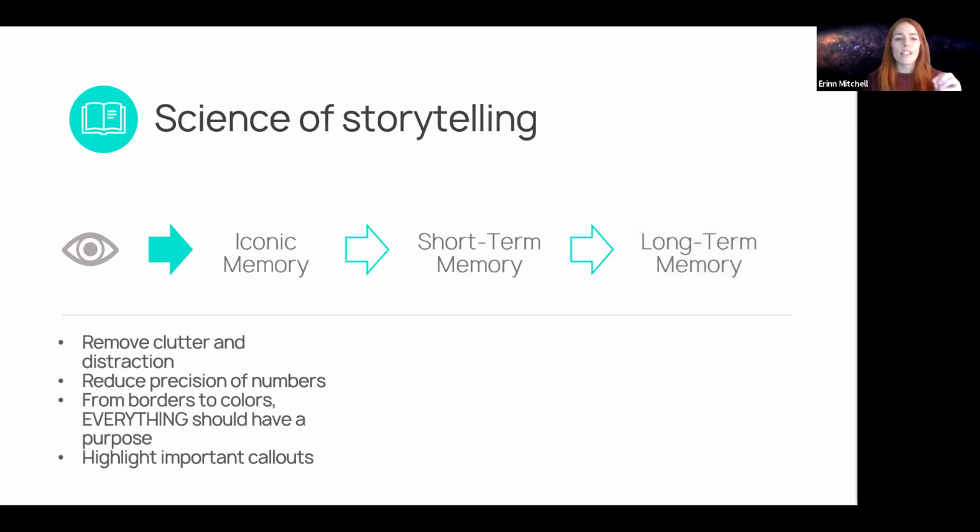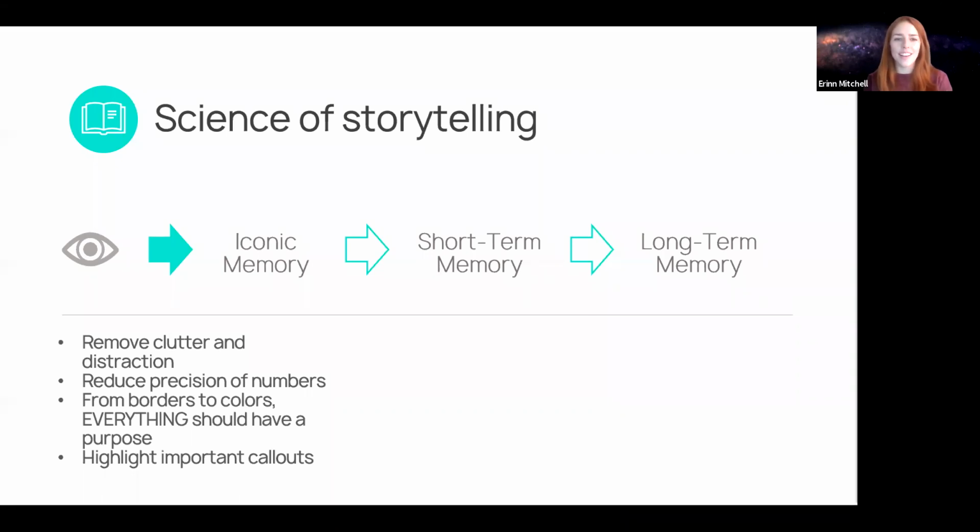So now let's focus in on what's important for a data translator in order to tell a good story, which is to understand how we can better help information pass through each stage. So to pass from your eye into your iconic memory, it's really important to remove clutter and distraction. So with a dashboard, you want to make sure that there are no extra components on the dashboard. Remove any extra borders and lines.